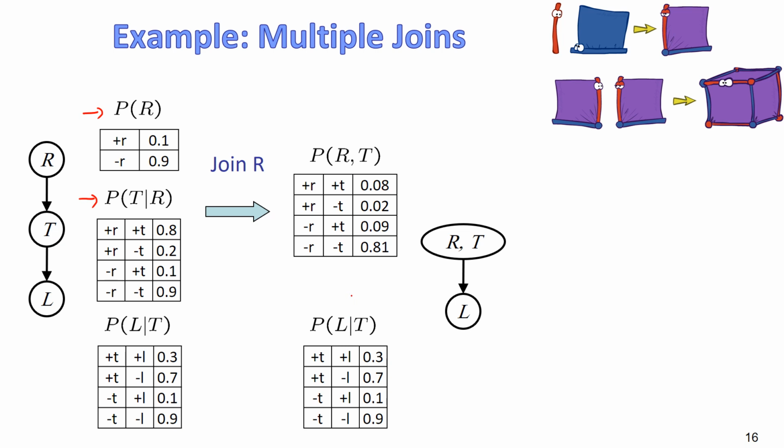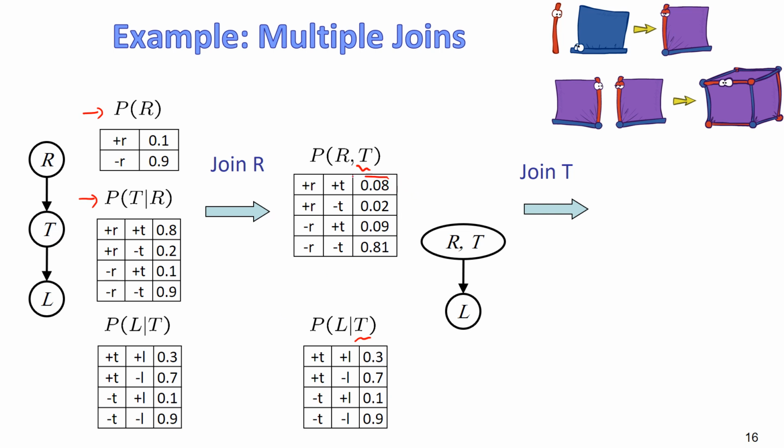Now, if I asked you to join on T next, what would we do? We select again the factors that involve T. Currently I have 2 factors only. Both of them actually involve T, because we have T here, we have T here. So we will join them on T. How would we join them on T? That's again the same way of joining database tables.